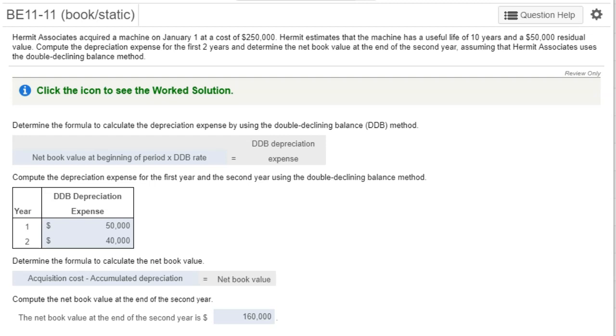So getting the rate was the first of the 2 formulas. The second formula is listed here below, and it's called net book value at the beginning of the period times our rate. So net book value, we know that is cost minus accumulated. So the original cost was 250. At the beginning of period 1, we have 0 accumulated depreciation. So net book value at the beginning of the period for year 1 is 250,000. We multiply that by our rate of 20%. So year 1, we have double declining depreciation expense of $50,000.